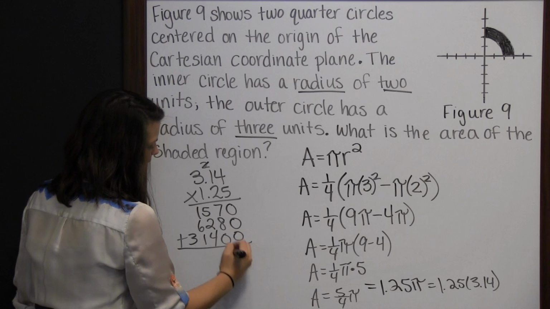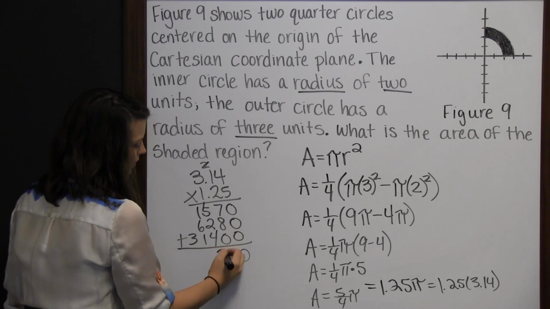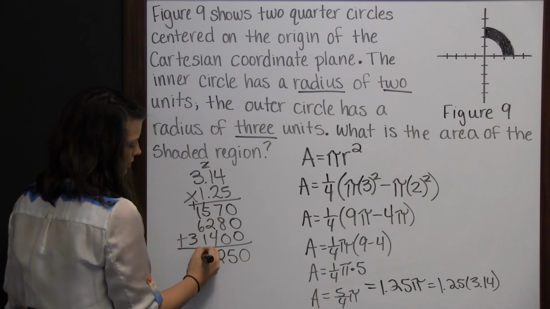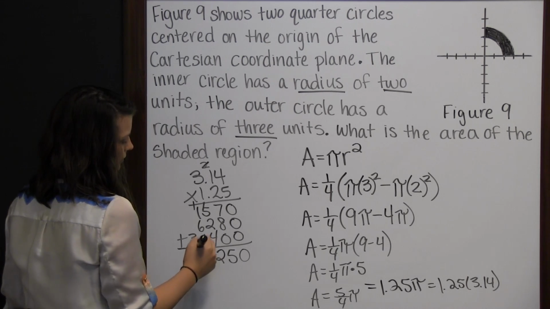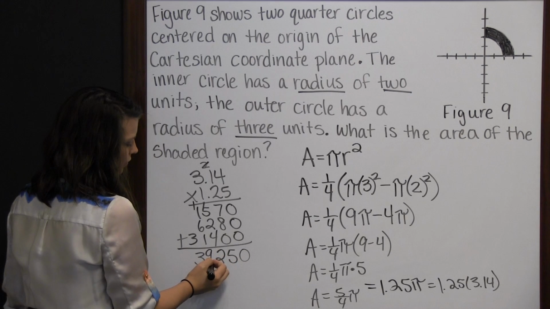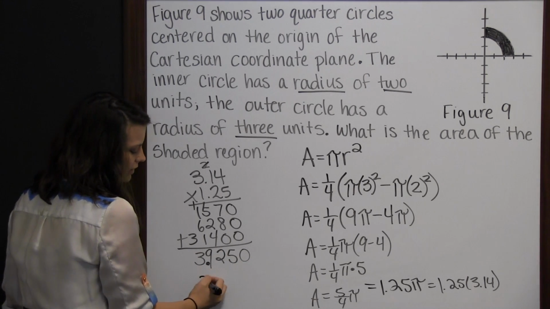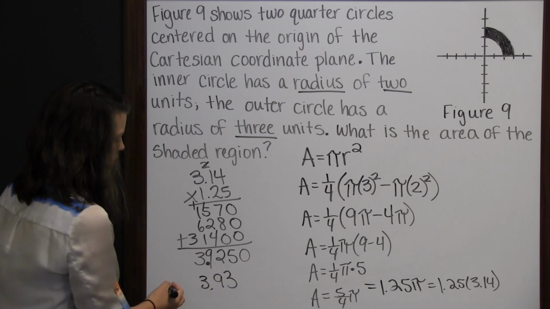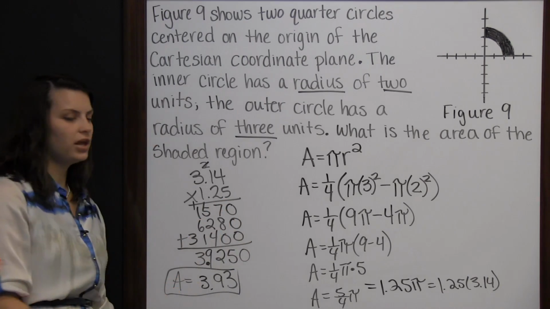That's 0. 7 plus 8 is 15. Carry the 1. 5, 9, 10, 12, carry the 1, 6, 7, 8, 9, 3. And then we have 4 numbers behind the decimal, 1, 2, 3, 4 numbers behind the decimal. So, and then we could round this to 3.93, which would be the area of just the shaded region.